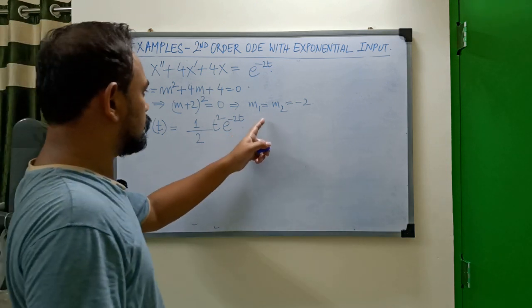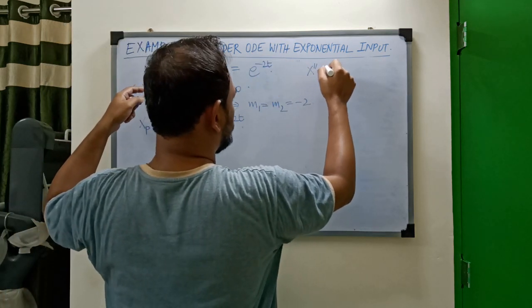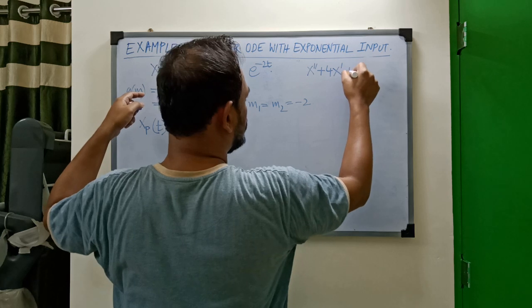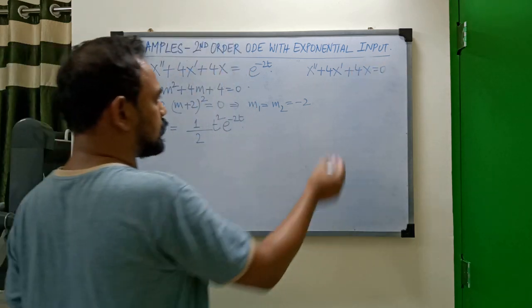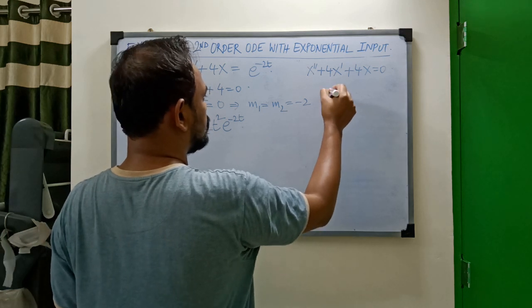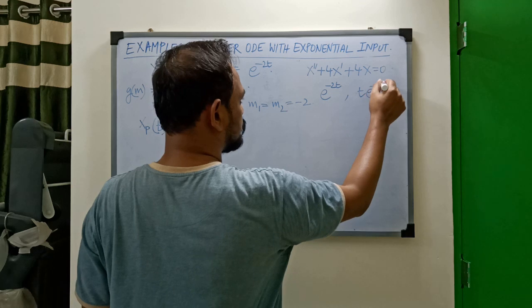What's the homogeneous solution of the homogeneous form of this equation? The homogeneous form is obviously 0 on the right hand side. So the two homogeneous solutions are e to the power minus 2t and t e to the power minus 2t.